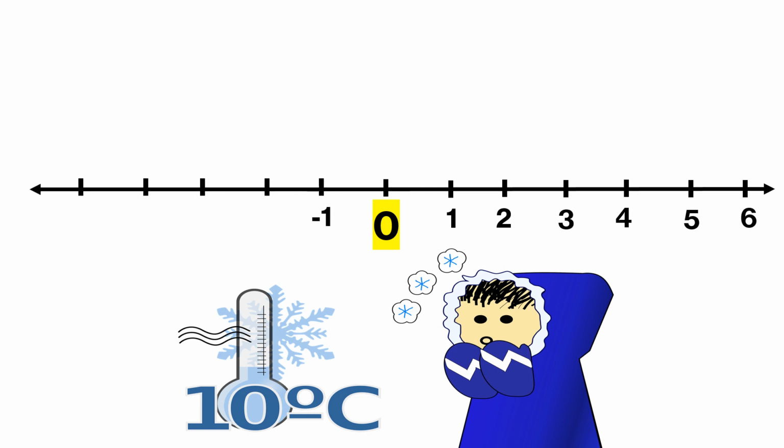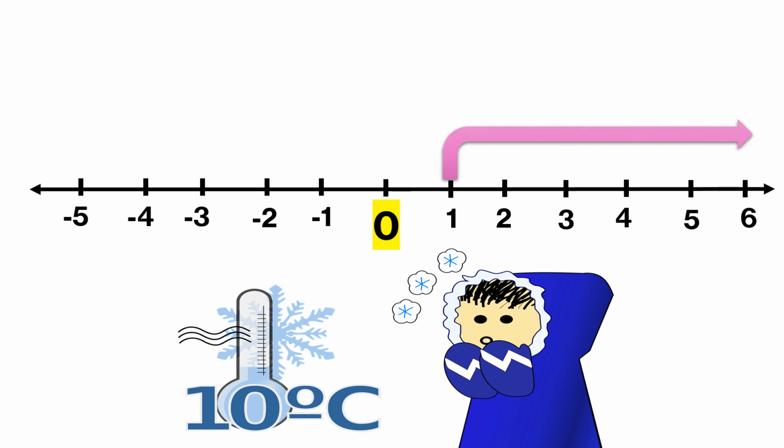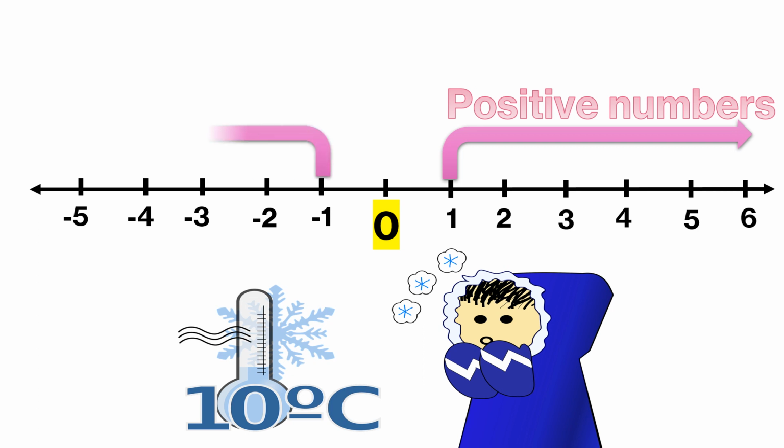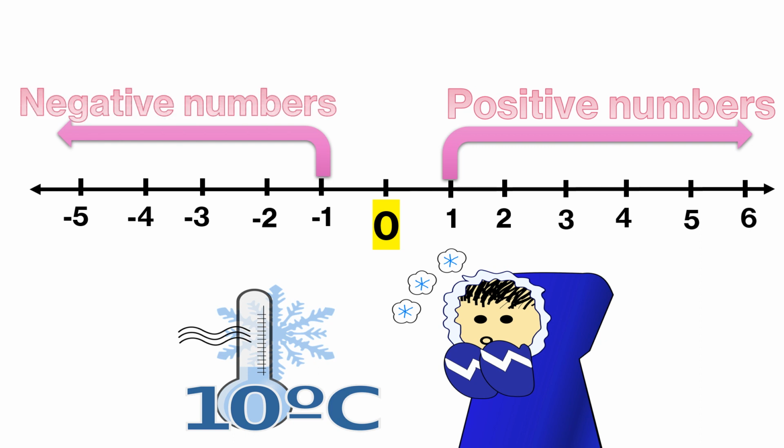Like here, we have negative 1, negative 2, negative 3, negative 4. So here I have 1, 2, 3, 4, 5, 6, and so on. They are called the positive numbers. And the numbers which are below zero, or less than zero, negative 1, negative 2, negative 3, negative 4, negative 5, and so on, are called the negative numbers.